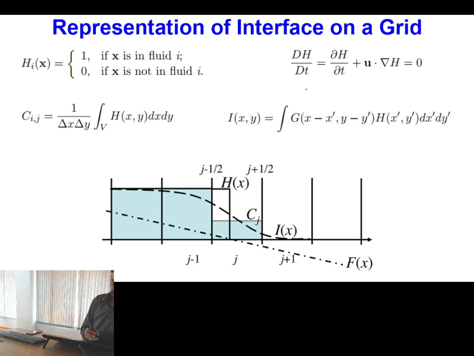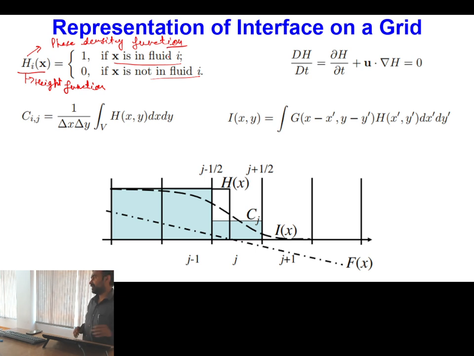Okay, so one of the methods we studied was the height function. In the case of the height function, what we were having: h_i of x will be equal to 1 if x is in fluid i, and this will be equal to 0 if x is not in fluid i. Okay, now based on this data, this height function is identical to the phase density function which we have seen in the case of experimental techniques.